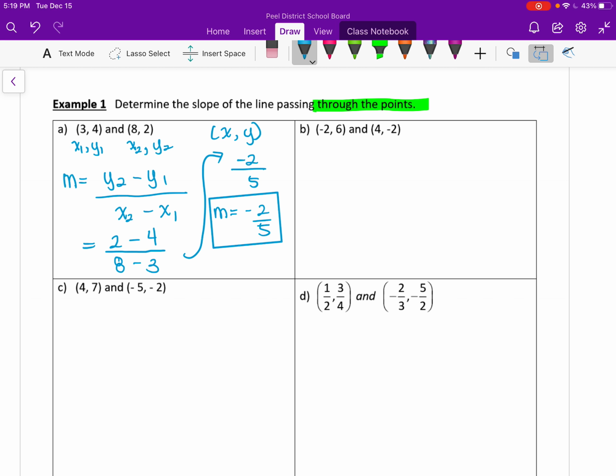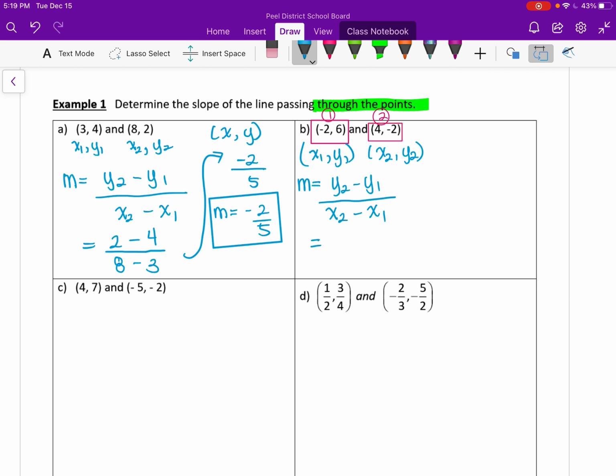We're going to do this again, right? So I'm just going to start off and say, all right, what's my x1, y1 and what's my x2, y2? So I'm going to make these ones my first point, and I'm going to make these ones my second point. Okay? So let's make this x1, y1, and this is going to be x2, y2. Okay, and I'm just going to plug that back into that formula. So m equals y2 minus y1 over x2 minus x1.